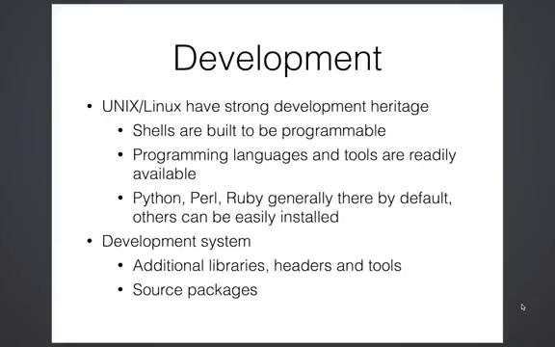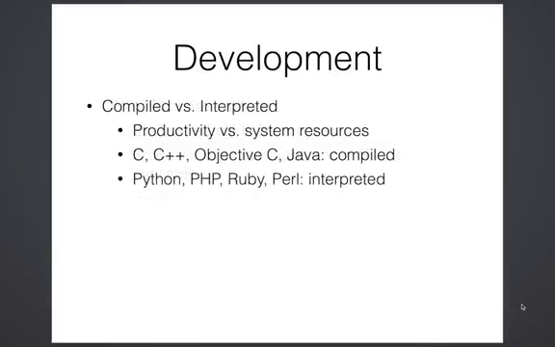So you can install a service and install the binaries and all the configs and all that, but then you can also install the source package, which will have all the source code to modify and compile that service. And I mentioned scripting languages and other development languages. Basically, there are two kinds of languages available on Linux and Unix.